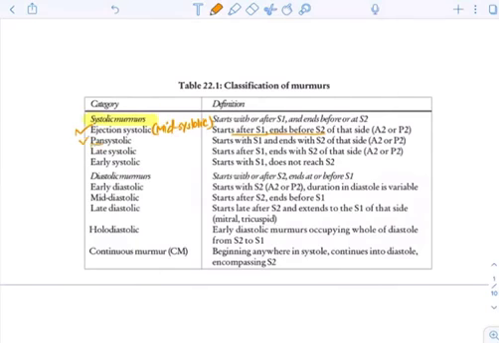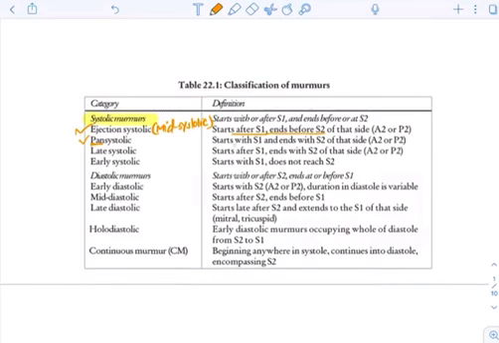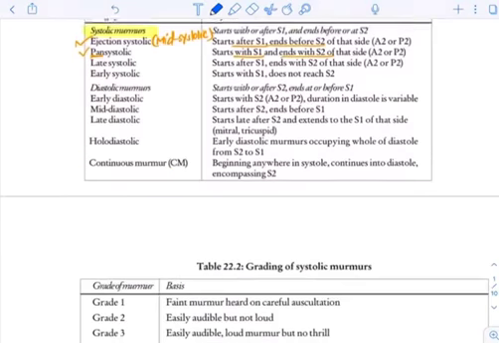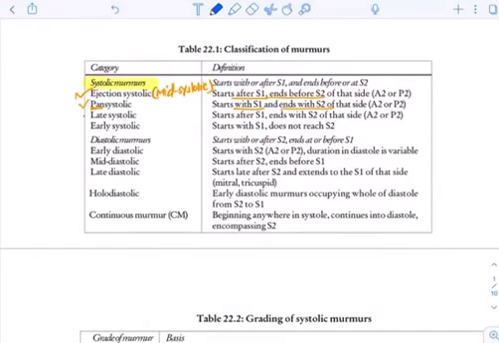Next is pansystolic. As the name indicates, pan means covering the whole time. So it starts with S1 and ends with S2 of that side. It will occupy the whole of this area, from here to here. The murmur will range completely. This is pansystolic murmur.